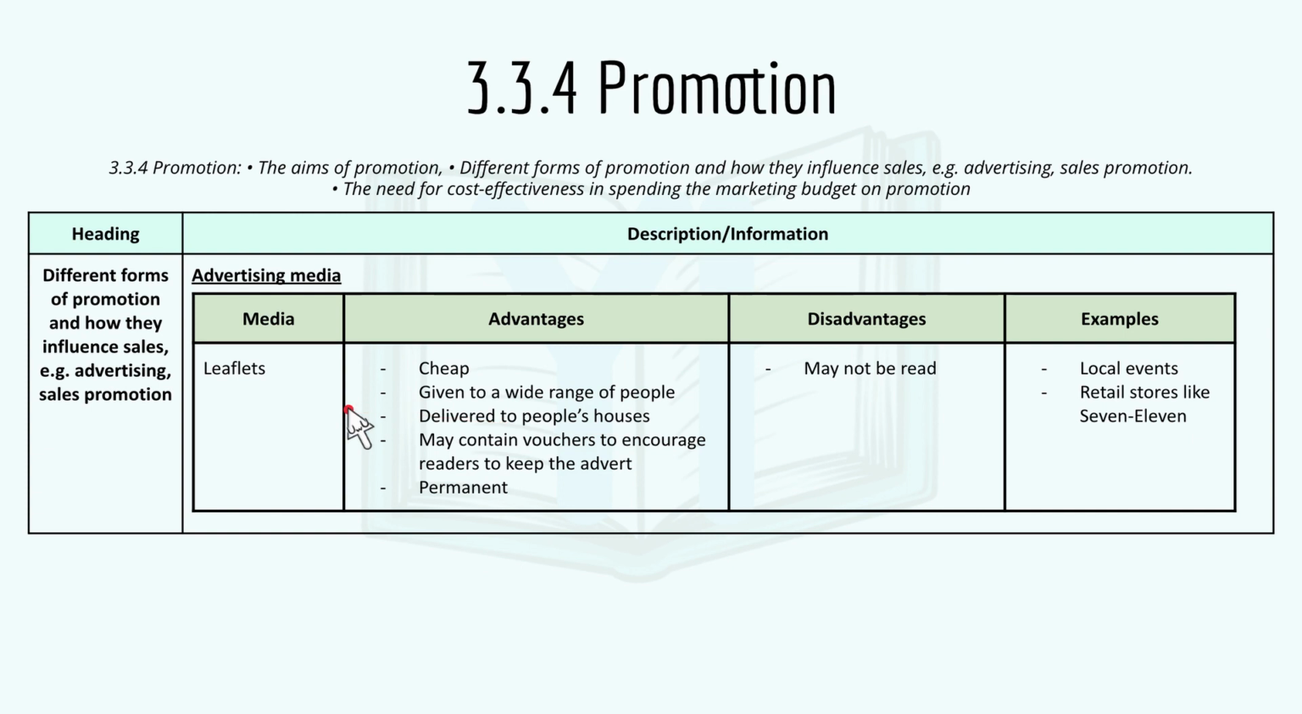Then we have leaflets. They are cheap and they are given to a wide range of people. They can be delivered to people's houses like newspapers. They may contain vouchers to encourage readers to keep them, and they may be permanent. But disadvantages include they may not be read. And examples of what to advertise on leaflets include local events and retail stores like 7-Eleven.